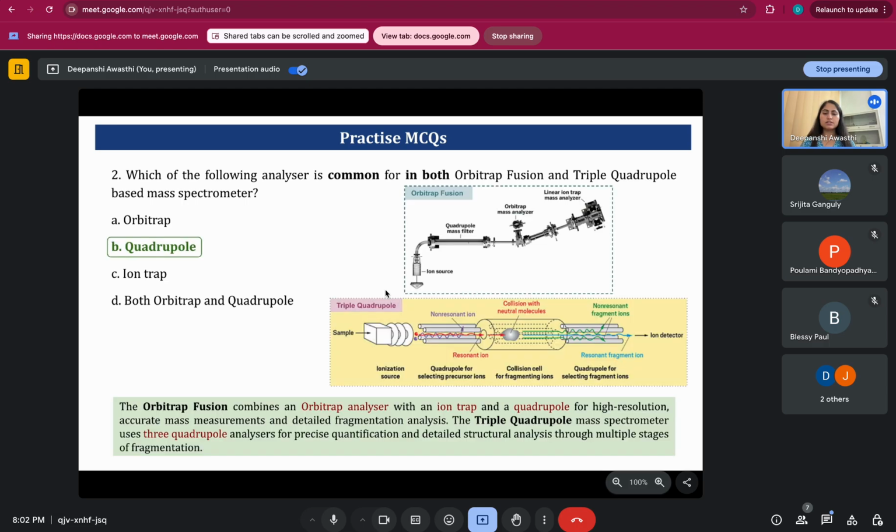Okay, so I will not waste much time. The correct answer is quadrupole, because as we have seen in triple quadrupole, there are 3 quadrupoles in series, whereas in Orbitrap Fusion we have 3 different things: the quadrupole mass filter, the Orbitrap mass analyzer, and the ion trap mass analyzer. So in this case we have to tick the common one. In both of them the common one is quadrupole, because in triple quadrupole we only have 3 quadrupoles, we do not have Orbitrap, we do not have ion trap. So the correct answer will be quadrupole, and you can go through these figures. This is for detailed understanding if you want.